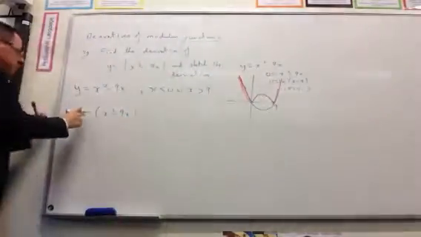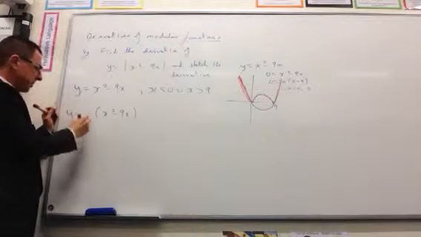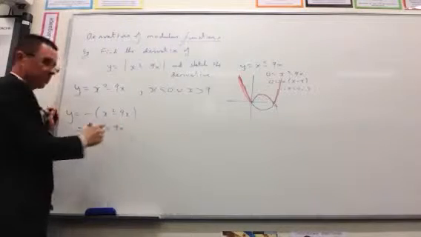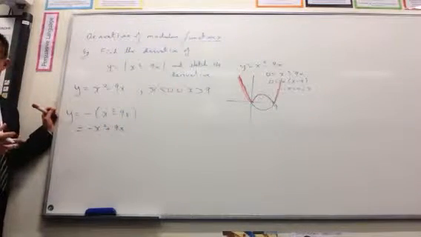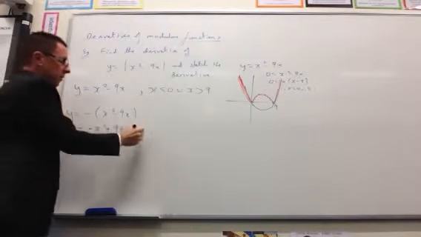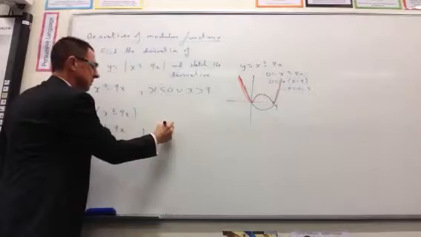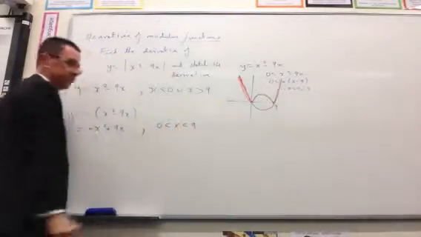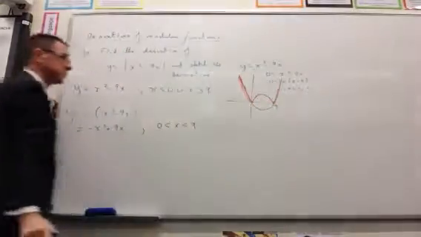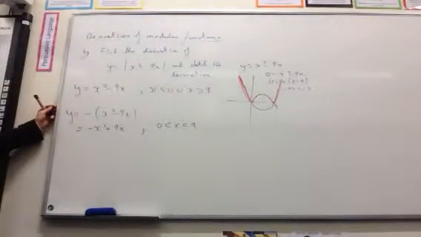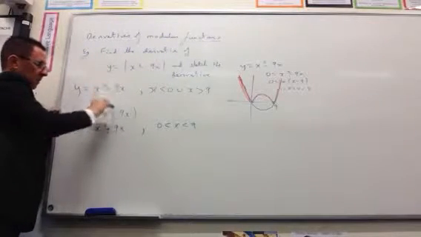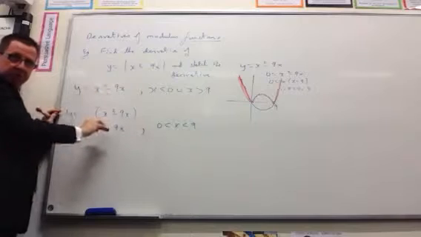How do you do that? You just take the negative of it. Which means I now get the function negative x squared plus 9x. Okay. Original, flip. The domain for this is between 0 and 9. Inside this zone. Right, so when it comes to modulus, write the original one and write the new one down. Just split them up.